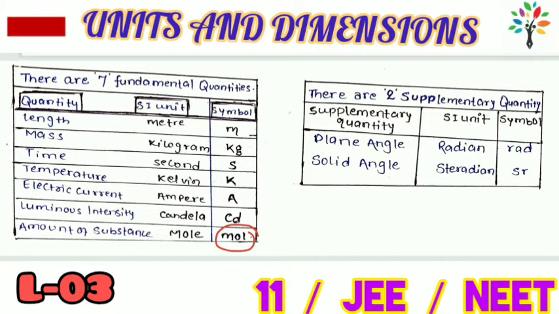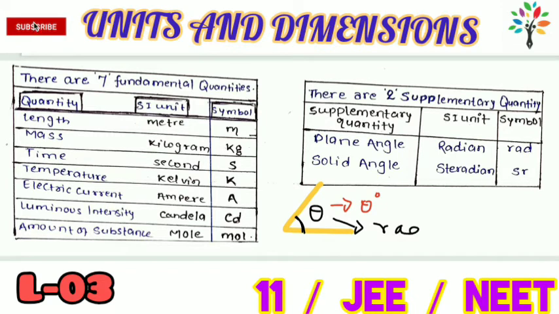Next we have 2 supplementary quantities: plane angle and solid angle. For plane angle, suppose we draw an angle on a plane. The angle measured between these two inclined lines is called plane angle, generally represented by theta. We generally measure this angle in degrees, but the SI unit of this angle is radian.